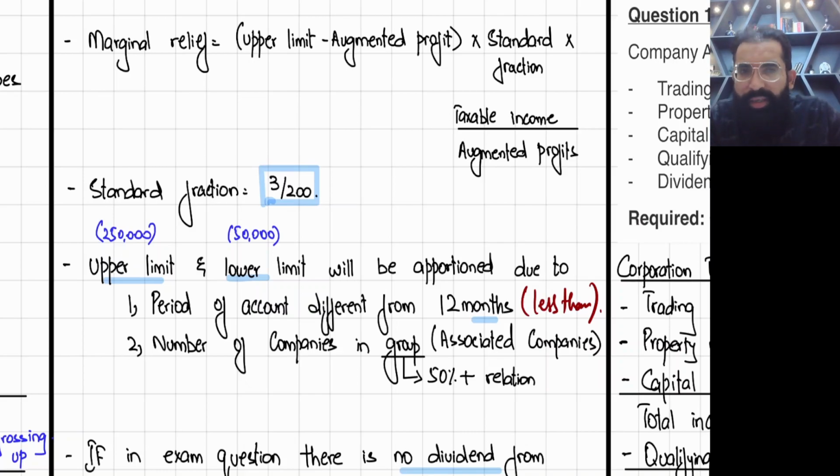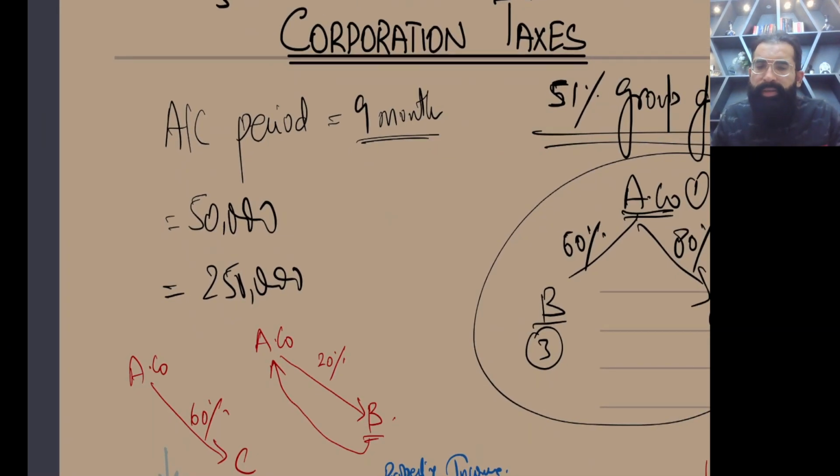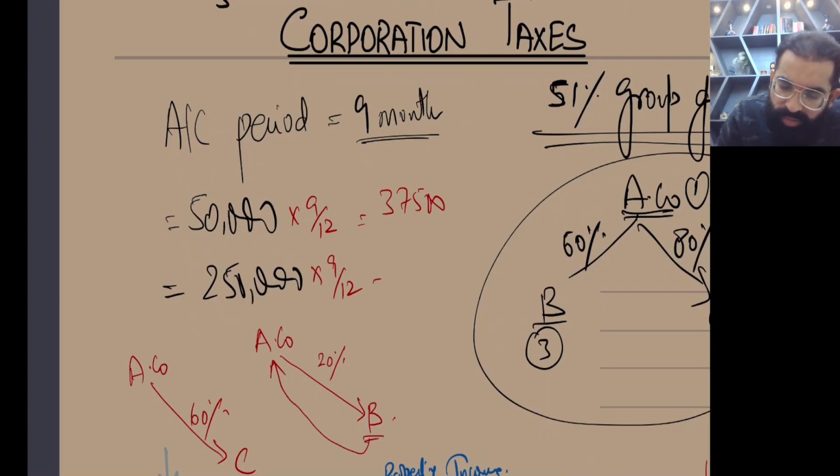Number one, if your accounting period is less than 12 months. For example, your accounting period is 9 months. How will you apportion it? The lower limit of 50,000 and upper limit of 250,000 are for a 12 month accounting period. So you will multiply by 9 upon 12. This will be 37,500 and this will be 187,500, right?